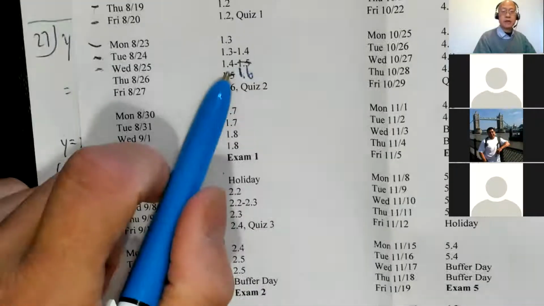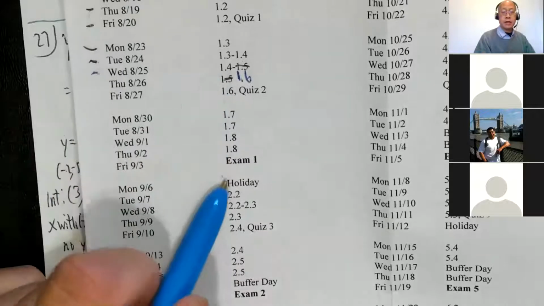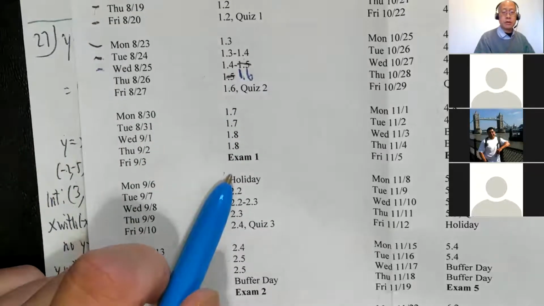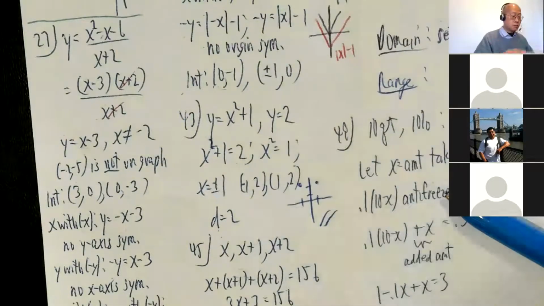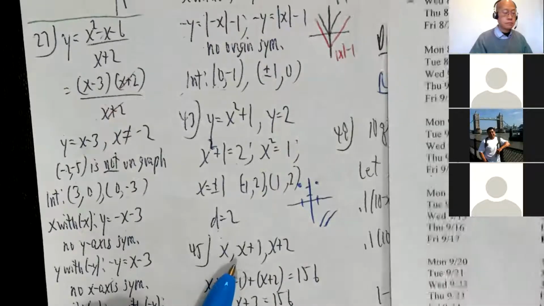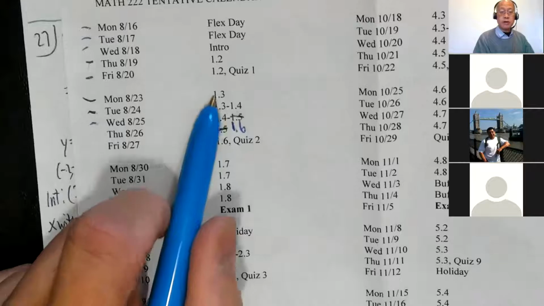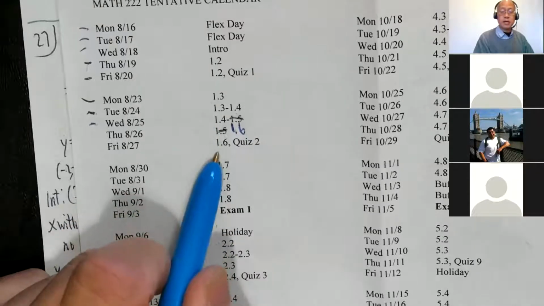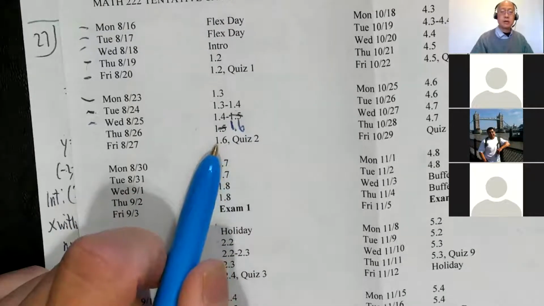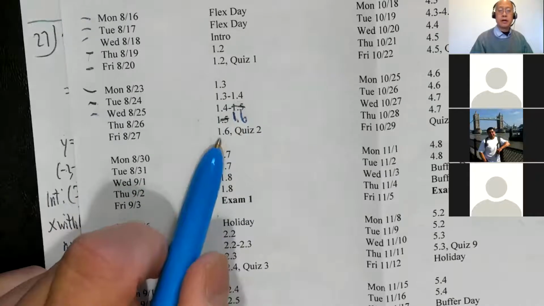So again, the modified calendar is like this. We're not doing 1.5, so 1.6. There's a quiz on Friday, and Friday the 3rd of September looks like our first exam. There are about 4 sections for the second quiz. So 1.3, 1.4, and 1.6 are eligible to be in the quiz. Anything that we do for that week.